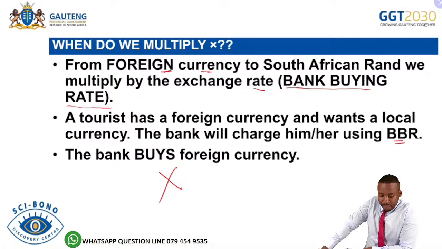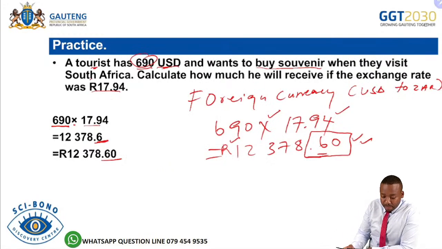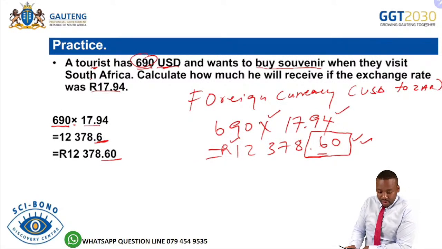So we are saying from foreign currency to South African rand, we multiply by the exchange rate. And which exchange rate are we using? Bank buying rate. Why are we doing that? Because a tourist has a foreign currency and wants a local currency. Then the bank will charge him or her using BBR. The bank buys foreign currency. Right? This was just my example.